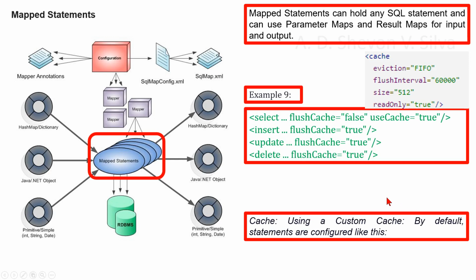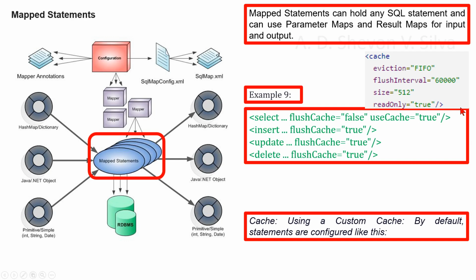Now we are considering cache, here using a custom cache. By default, statements are configured like this, and MyBatis includes a powerful transactional query caching feature, which is very configurable and customizable. A lot of changes have been made in the MyBatis 3 cache implementation to make it both more powerful and far easier to configure. By default, just the local session caching is enabled, that is used solely to cache data for the duration of a session.